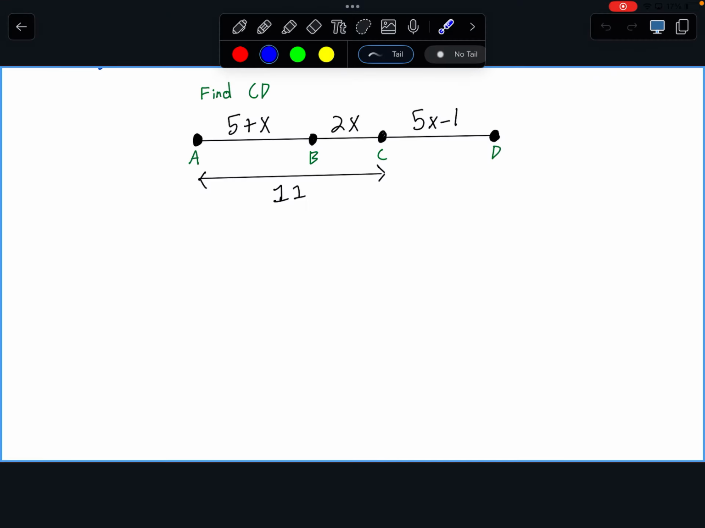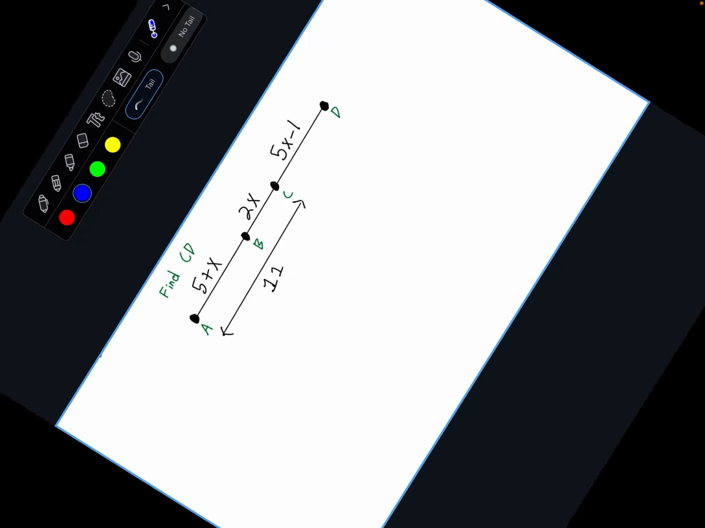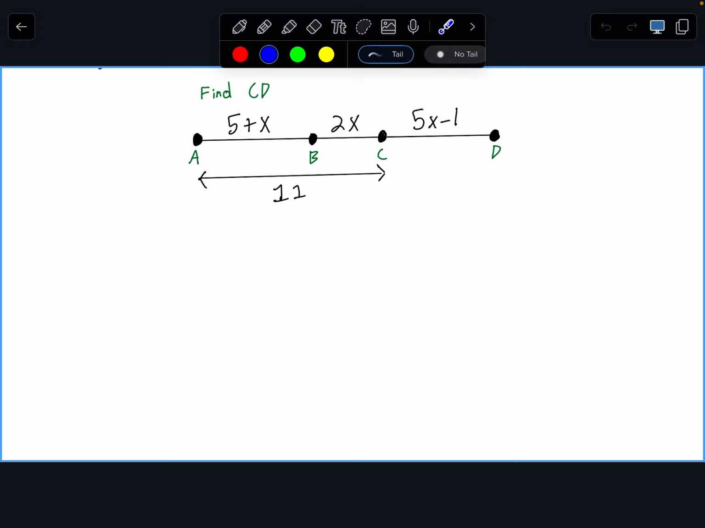So we have spent all this time doing, I don't know what just happened. Hopefully it's still recording. Doing two pieces that equal the combined total.